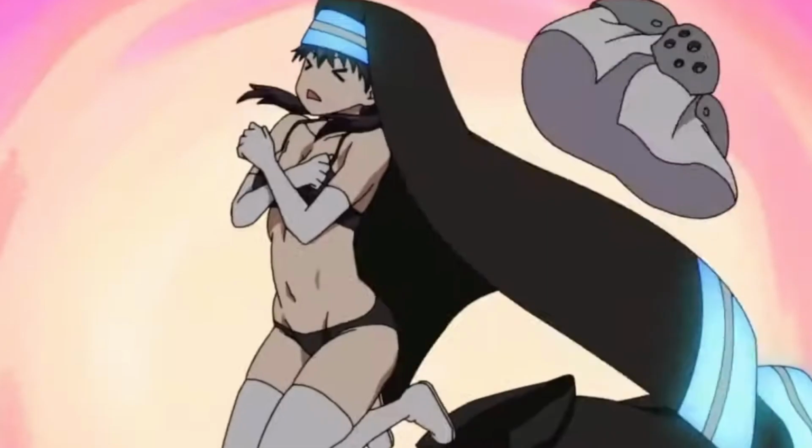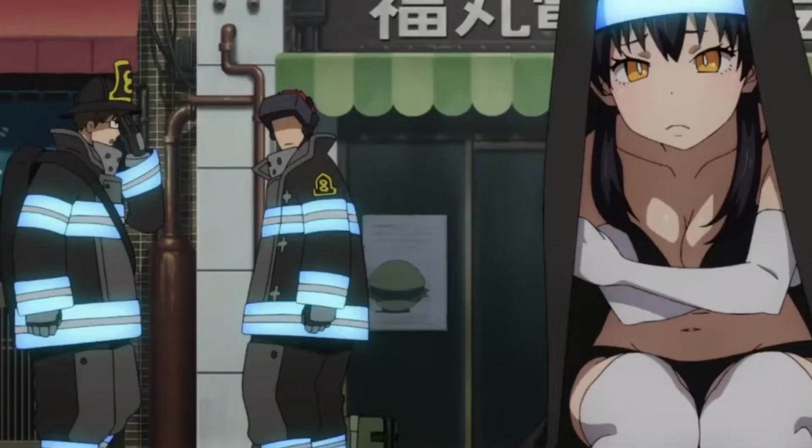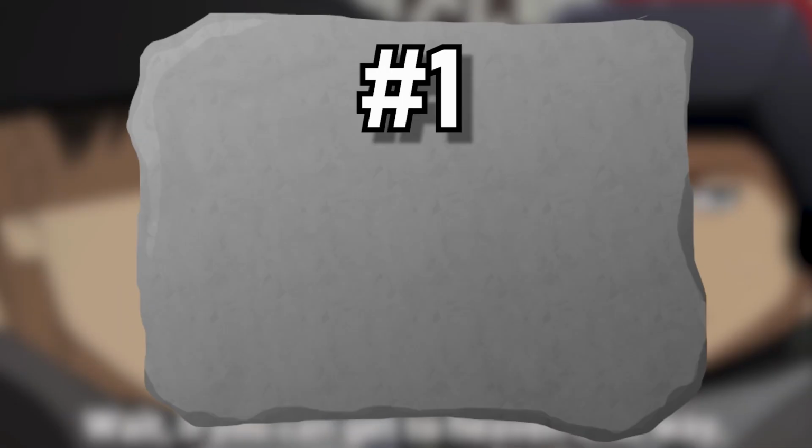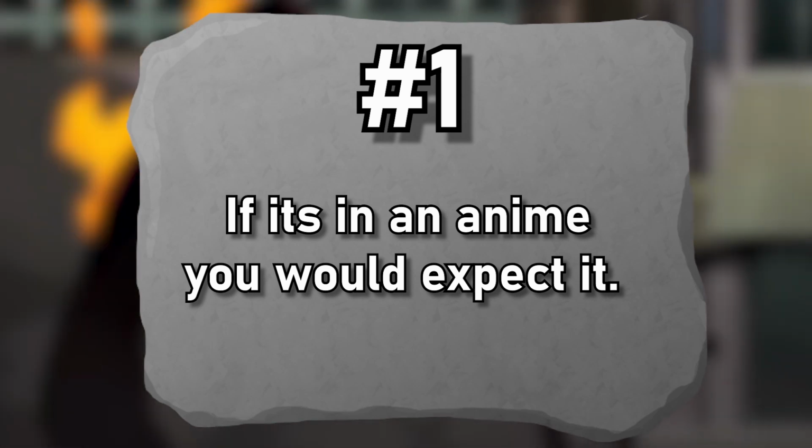Anime has a problem with fan service. A lot of people don't like it. It appears in a lot of animes, and me personally, I don't mind it as long as you follow 3 rules. Rule number 1, fan service should be used in an anime where I expect there to be fan service.